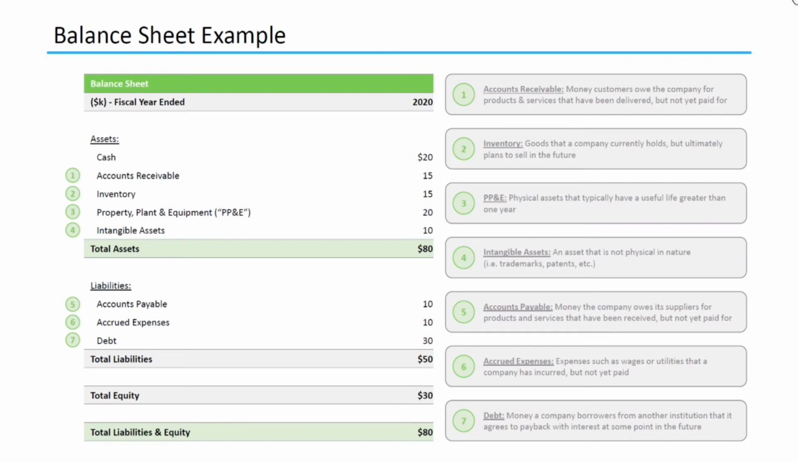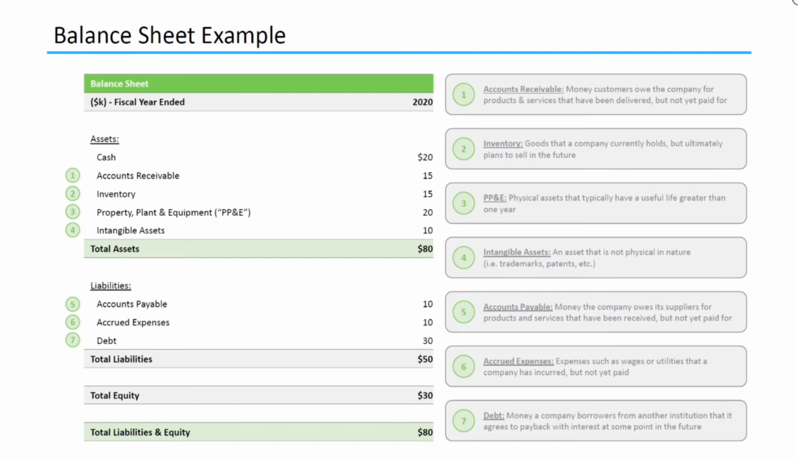Now jumping into liabilities, the first line item or row that you'll typically see is accounts payable, which outlines the value of money the company owes its suppliers for products and services that have been received but not yet paid for. So this is the flip of accounts receivable and includes the IOUs the company owes to its suppliers. Next, you will typically see accrued expenses, which outlines expenses such as wages or utilities that a company has incurred but not yet paid for.